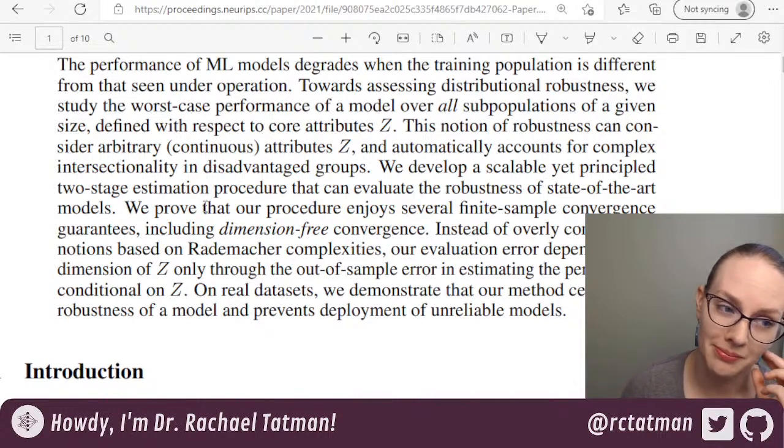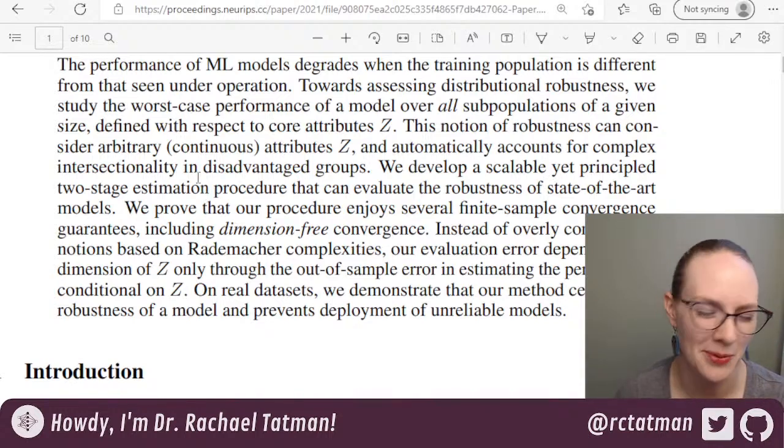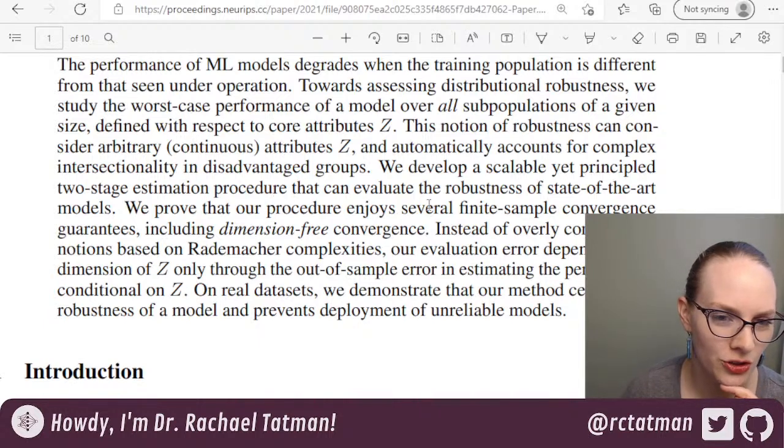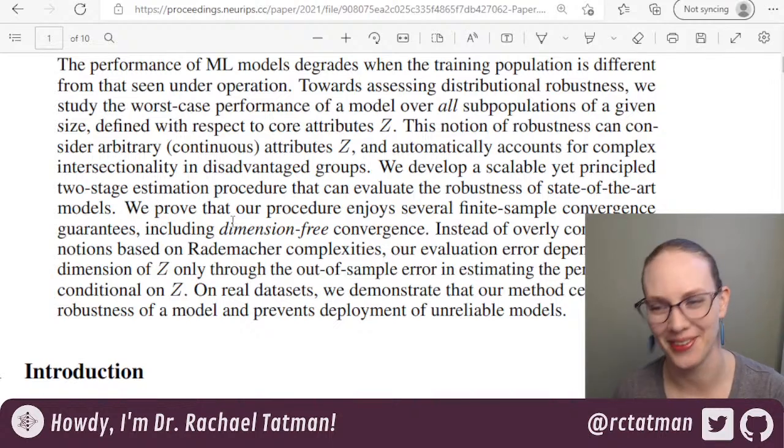We prove that, well, it's a NeurIPS paper, so they probably do actually prove it using proofs. We prove that our procedure enjoys several finite sample convergent guarantees. Okay, so they are actually proving it. This is a place where you can say prove.